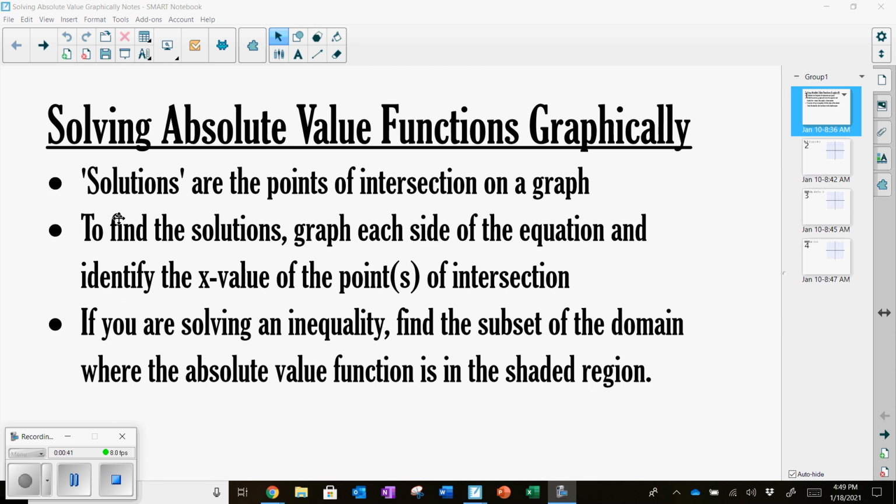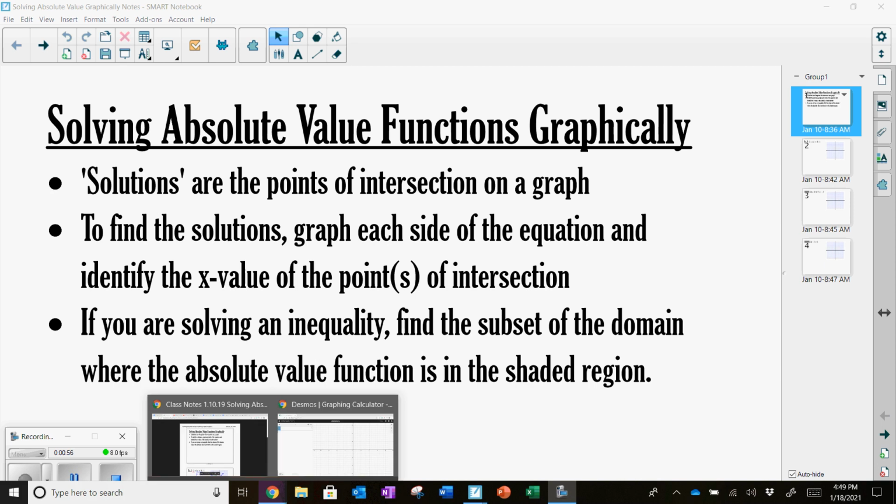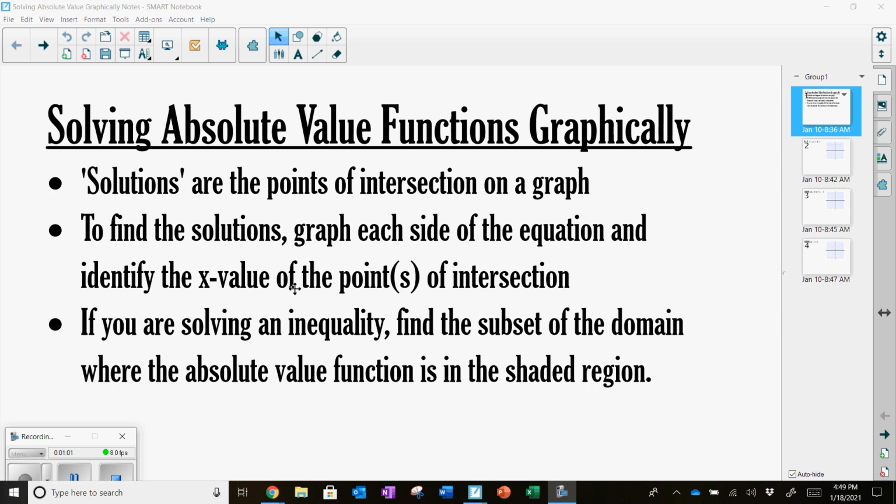Solutions are the points of intersection on a graph. It's where two things are intersecting, because at that point of intersection, they are equivalent to each other. That's what makes them a solution. So in order to find the solutions, we're going to graph each side of the equation and identify just the x value of their points of intersection. We don't really need the y value. We don't need to know at what value they have equality. We need to know where they have equality.